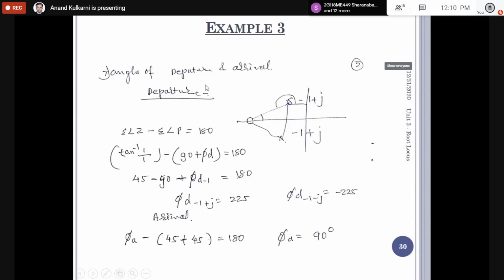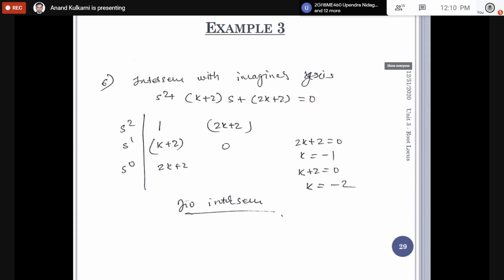Then the last point, we have to calculate the angle of departure and arrival. See here, there are 2 poles and 1 zero. In earlier problems there were no zeros, so we have not calculated the angle of arrival. Here you have to calculate the angle of arrival also, and the angle of departure also.